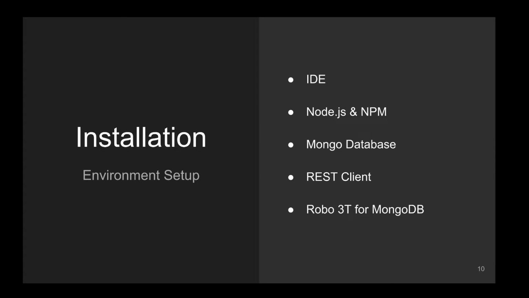So we need an IDE where we're going to write code. You need Node.js installed. Usually NPM is part of the Node.js installation, so you should be good there. We're going to use an instance of a Mongo database in the cloud via mlab.com. And then one of the things I forgot to mention was that we need a REST client, and I'll get into the details there, something like Insomnia or Postman. And then finally, Robo3T, which allows us to look at the data in Mongo.